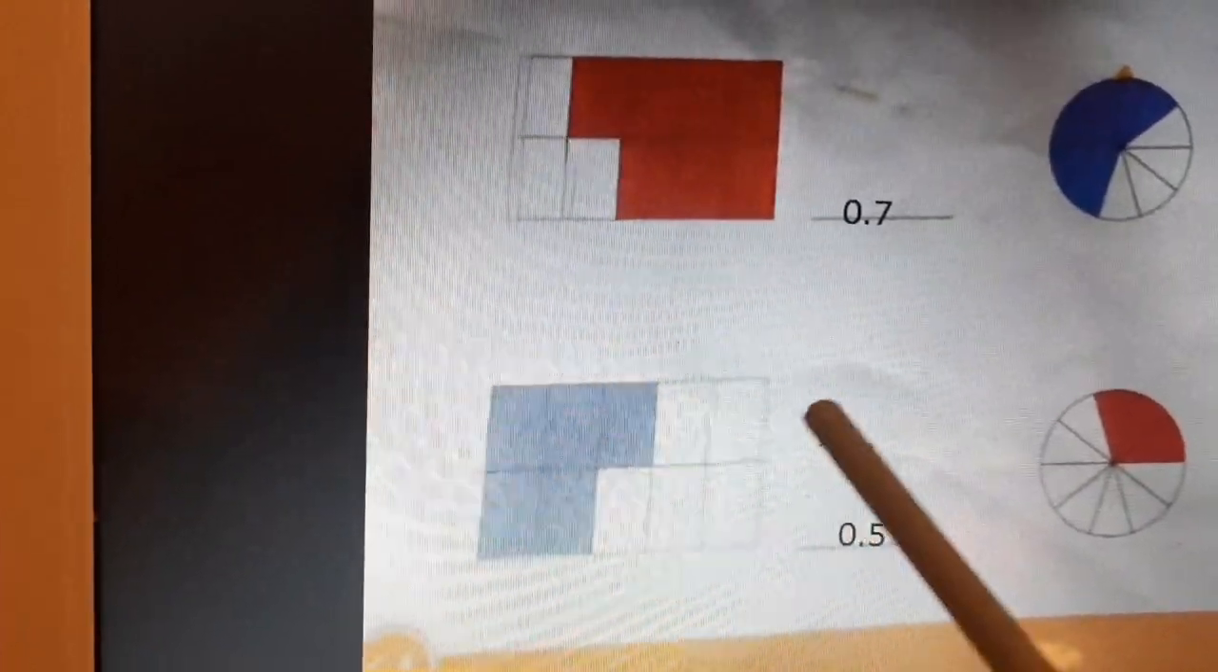We have 5 out of 10 total parts. We can write this as a decimal. At first, put the decimal point. After the decimal point, how many colored parts here? We have 5. Put 5. How can we read this? 5/10. Okay, here. How many colored parts?